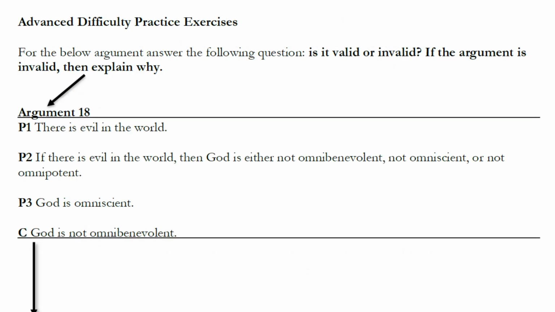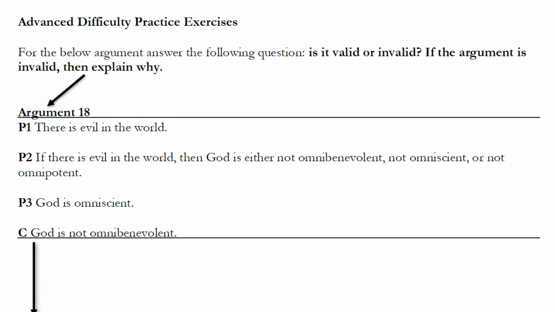Argument 18 reads, Premise 1. There is evil in the world. Premise 2. If there is evil in the world, then God is either not omnibenevolent, not omniscient, or not omnipotent. Premise 3, God is omniscient. Conclusion, therefore, God is not omnibenevolent.